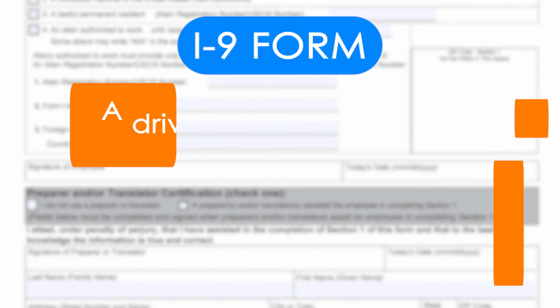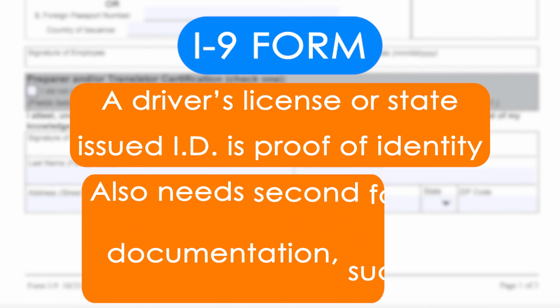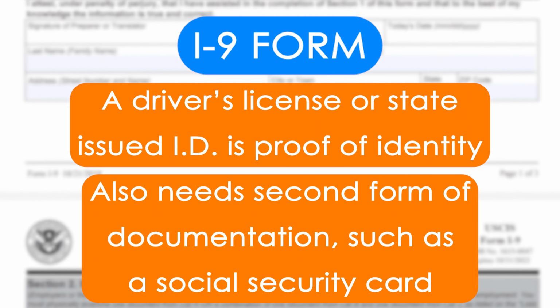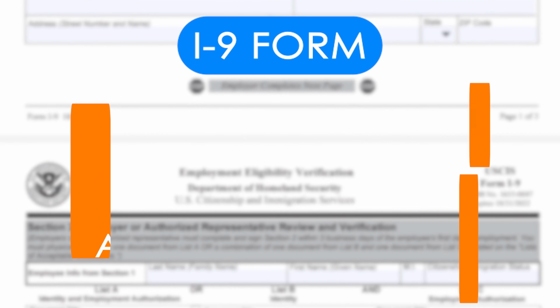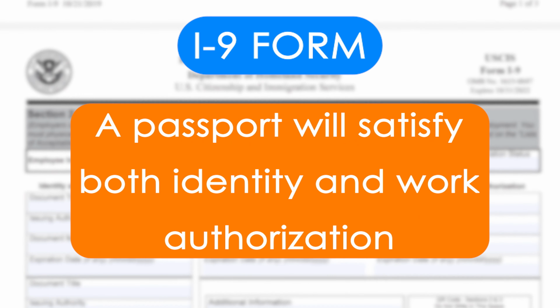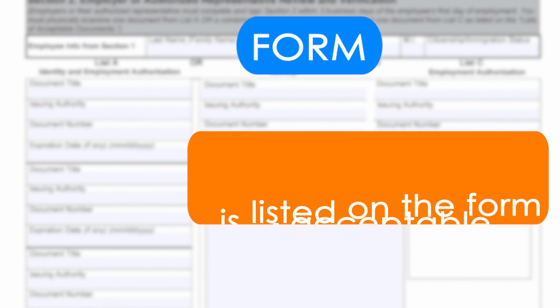A driver's or state-issued ID card is proof of identity, but they will also need other documentation like a Social Security card to prove that they have work authorization. An active passport will satisfy both identity and work authorization requirements. The full list of acceptable documents is listed on the form.